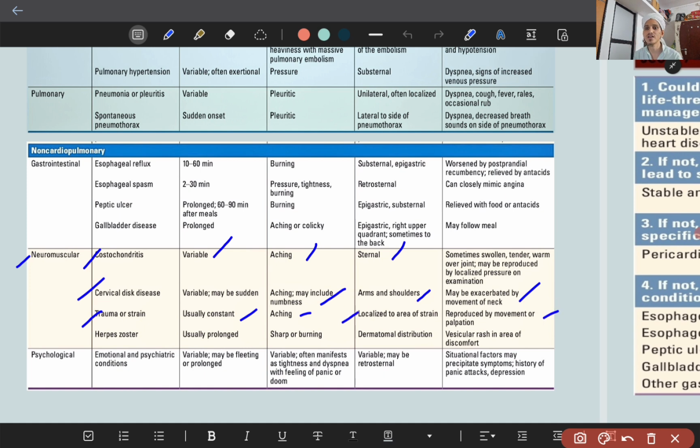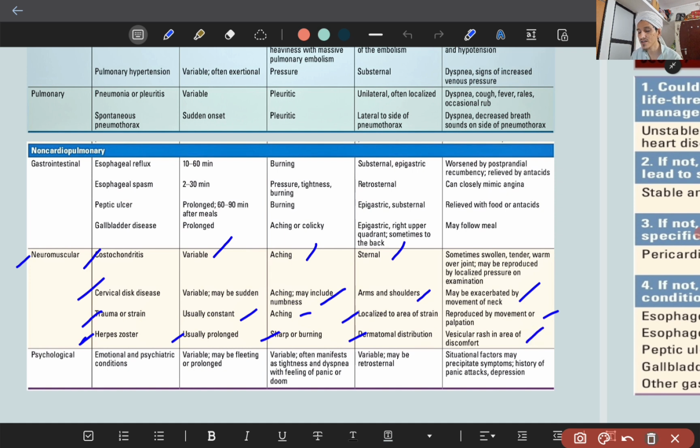In trauma or strain, somebody is doing heavy work, he is a mechanic, or somebody does the job of lifting heavy weights, so they will have trauma or strain, and they will come with pain. I am having pain, I do this job, that job. Then you should suspect traumatic or strain type of pain in those patients. So the first is costochondritis, second is cervical disc disease, third is trauma or strain, fourth is neuropathic, which is herpes zoster: prolonged pain, sharp and burning, dermatomal distribution, and there can be a vesicular rash in the area of discomfort.